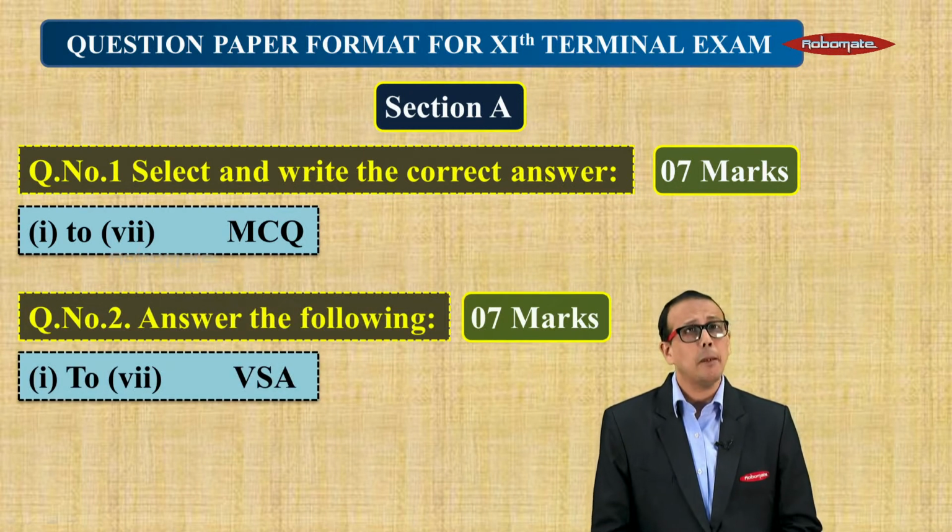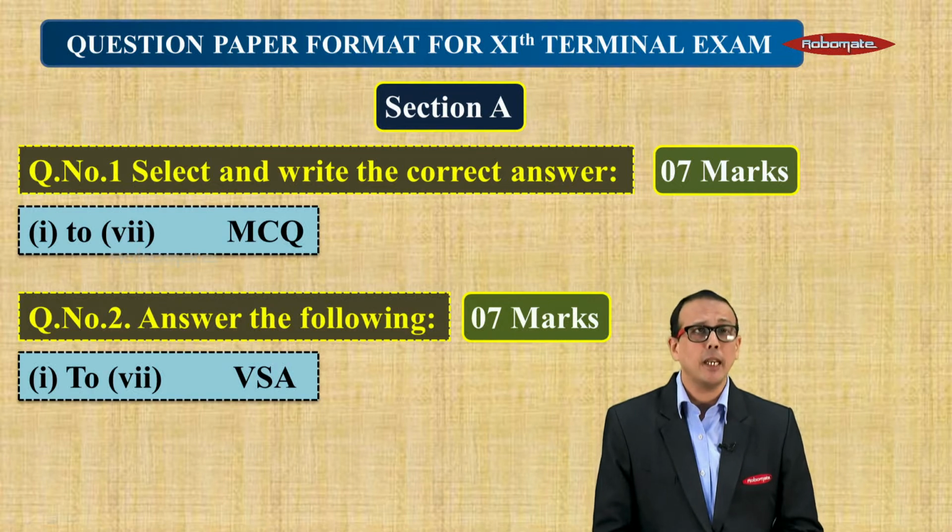The second part of section A is question number 2, answer the following. As you can see, the weightage is 7 marks. There will be 7 questions asked here and these are very short answer type questions. VSA denotes very short answer type questions. So in all, section A's first part is 7 multiple choice questions, 1 mark for each, and the second question is 7 very short answer type questions, 1 mark each. Total 7 plus 7, section A carries 14 marks.